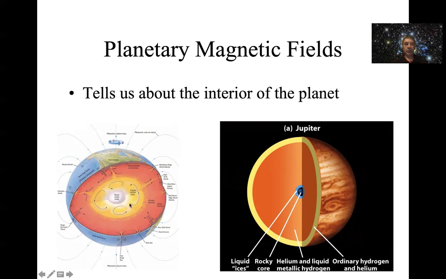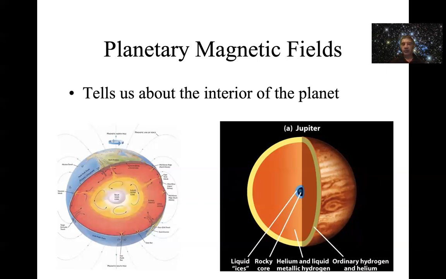So you've got the liquid iron core. You've got a solid core in the middle, but then you've got liquid iron all around it. And the Earth is rotating, and there's convection in here. So that gives rise to the Earth's magnetic field. Now, of course, the Earth is a rocky planet, right? That's why it's got iron in the middle of it.